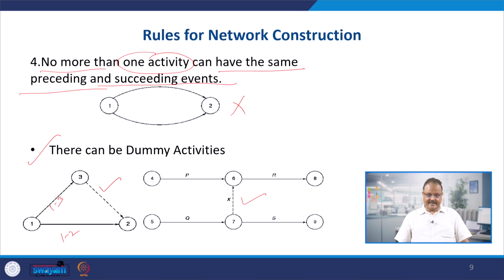Similarly, this activity X is also a dummy activity. So, you can understand that if you want to perform the event 8, before that, event 4 and 6 must be completed, and for that activity P must be completed.